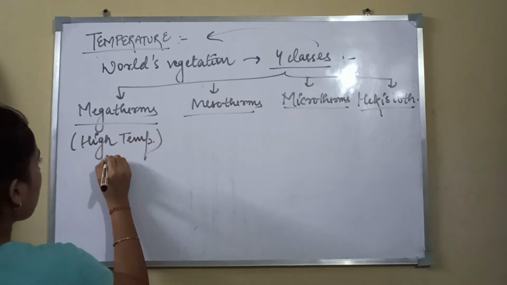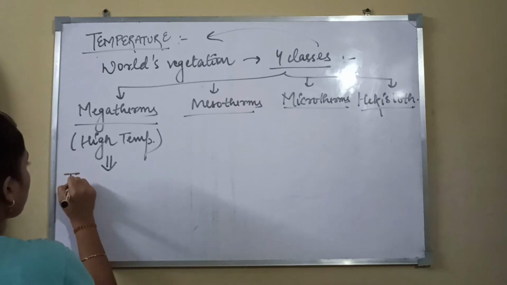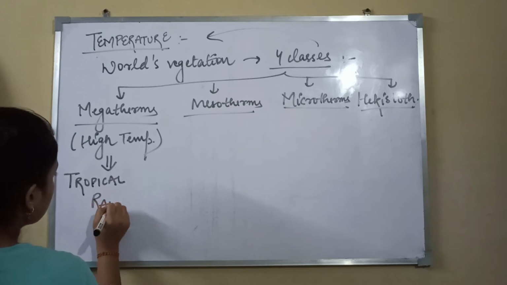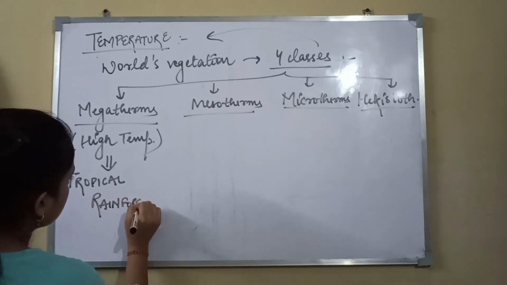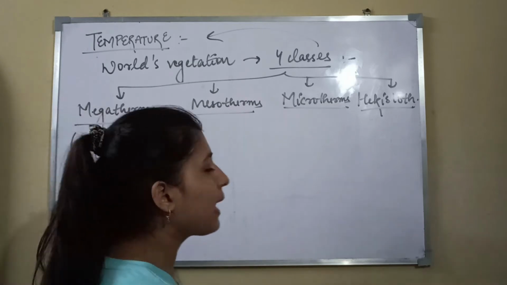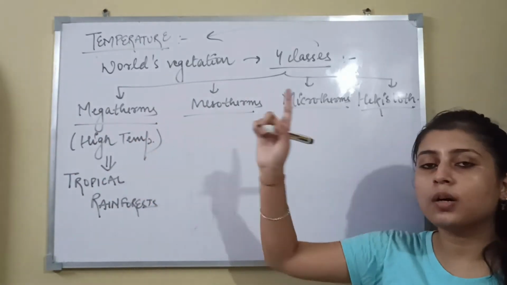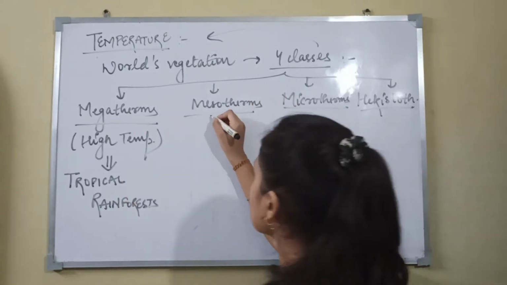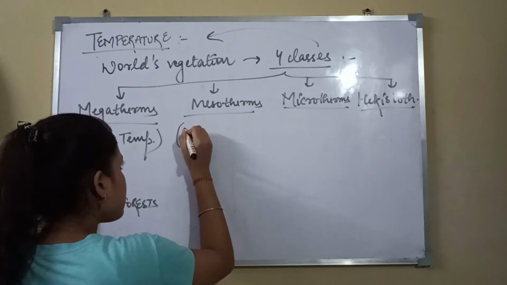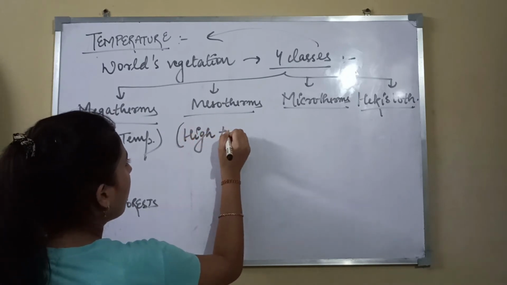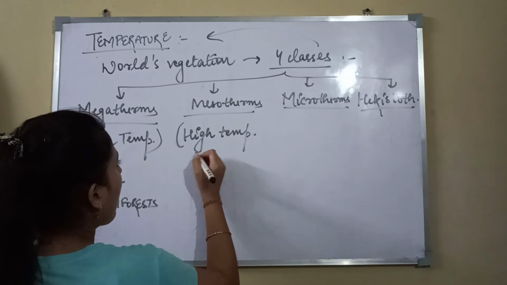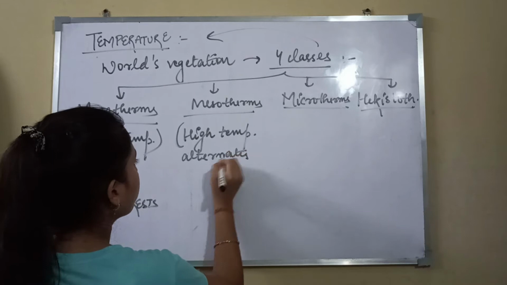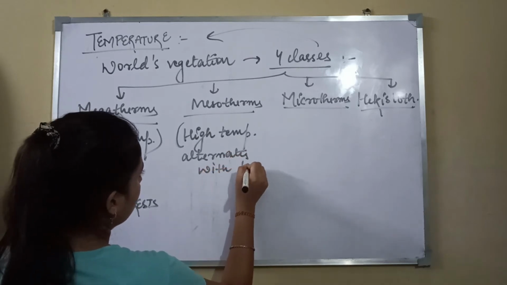और ऐसे areas में आपकी vegetation कैसी होती है? So you have tropical rainforests. ठीक है? तो ये तो हो गया megatherms, where temperature persists in a very high range. Then if you talk about the mesotherms, here there is high temperature as well as low temperature. So high temperature alternates with low temperature. ठीक है?